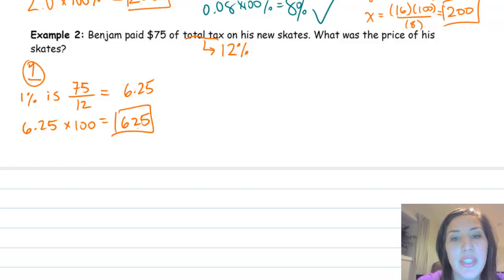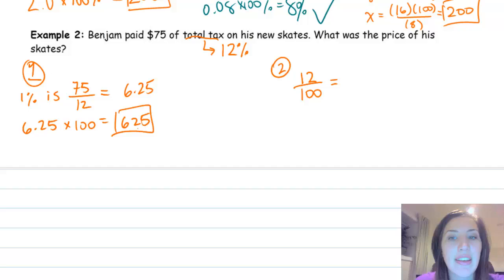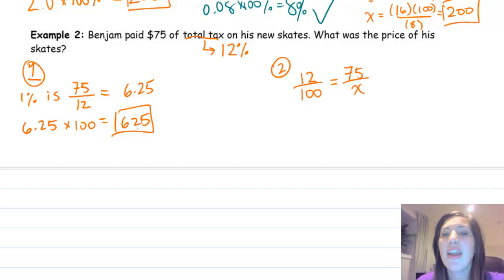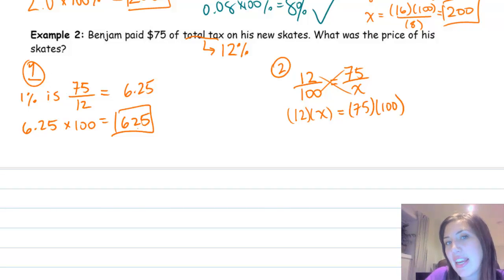Well, let's try method 2 and see if it still works. Method 2 would say that we have 12% as a decimal is just 12 over 100. This is the same equivalent fraction as 75 over we don't know. So you can put a question mark or x. We're going to cross multiply here. So 12 times x. And then the 75 stays on the other side. Bring up the 100. So we crisscrossed. Instead of dividing, we're crisscross multiplying.